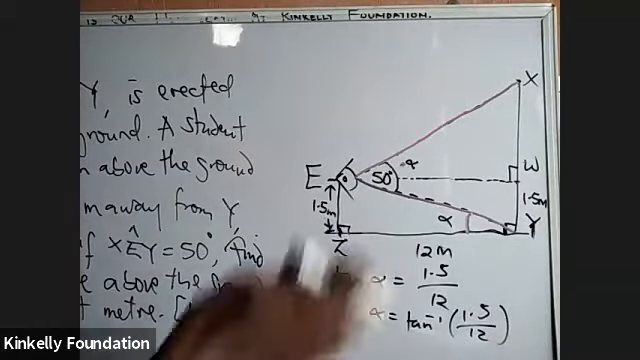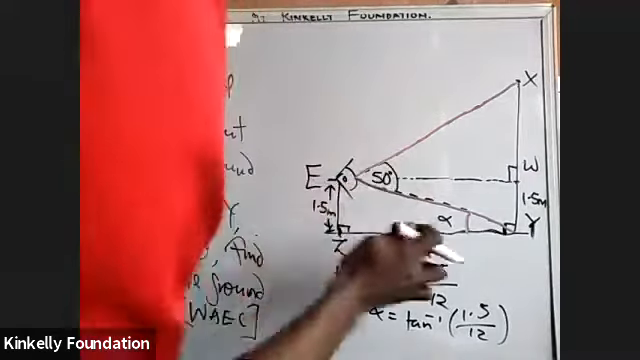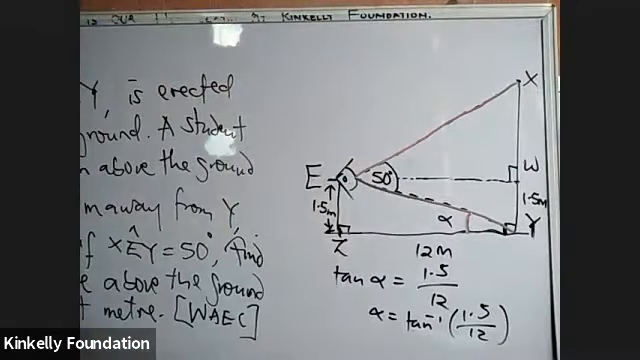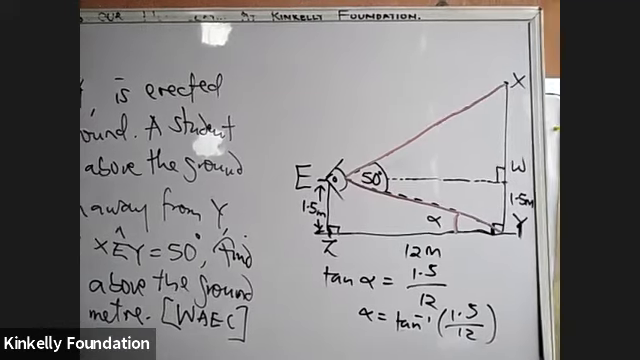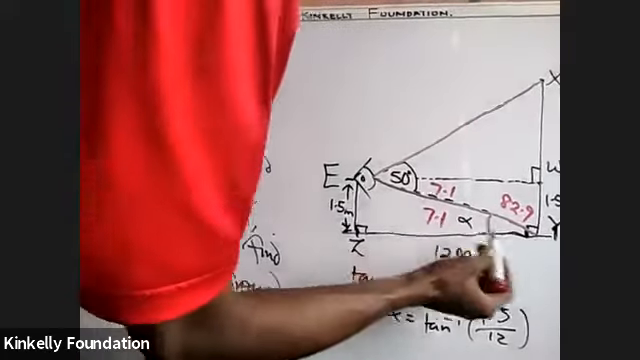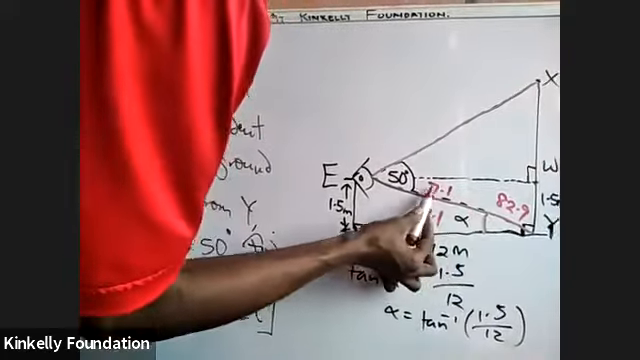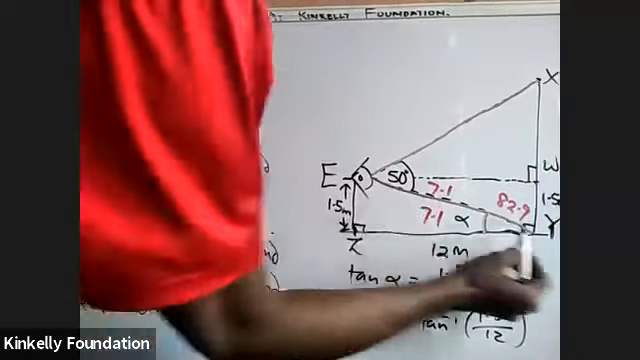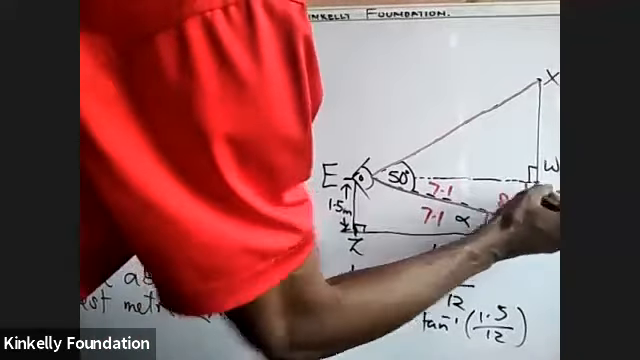Are you getting what you are saying? This is not alpha. What is tan inverse of 1.5 over 12? That one is not good. It's not working. I said if here is 7.1, here will be what? 7.1 because they are alternates. And this is also a right angle.